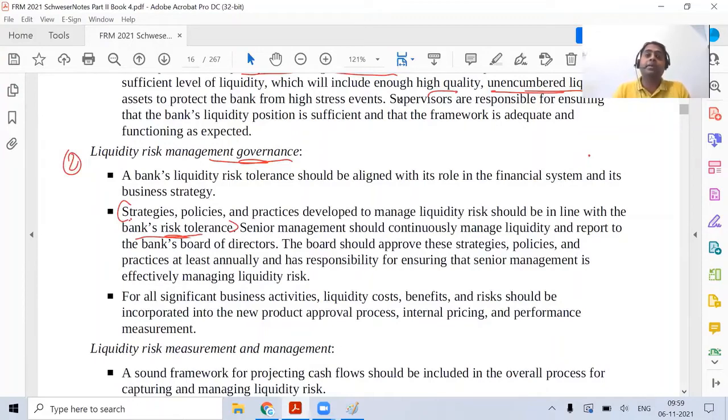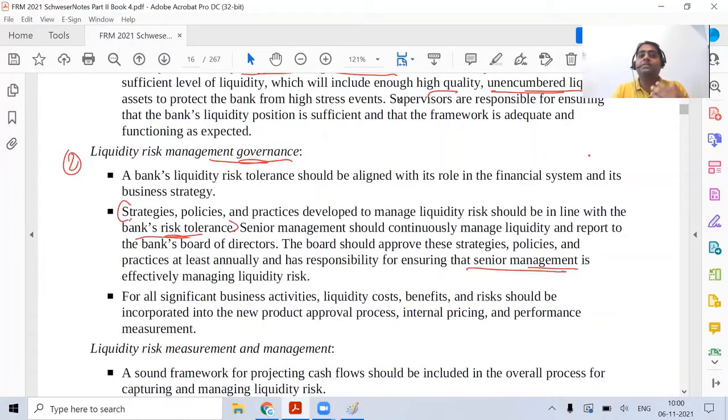See, you cannot be in a situation where your risk tolerance level is very high but you don't have a sufficient amount of cash flow, sufficient liquidity available with the bank. It will not work with that strategy. So whatever process or way we want to run the business, the governance point highlights that our policies, procedures, strategy, everything should be in sync with the risk tolerance level of the bank. And that should be monitored by the senior management of the company.